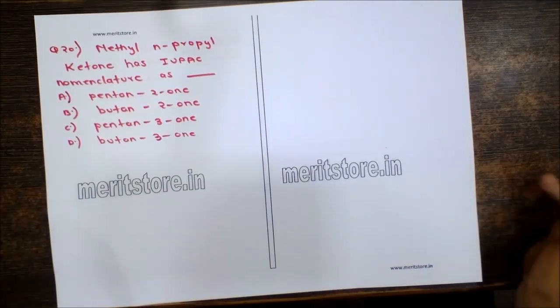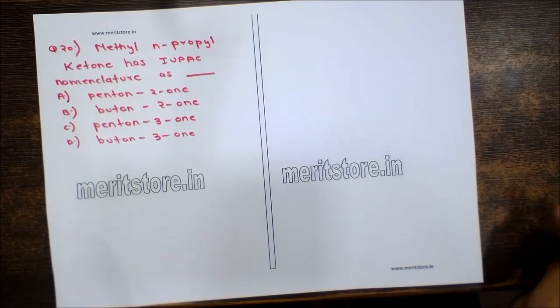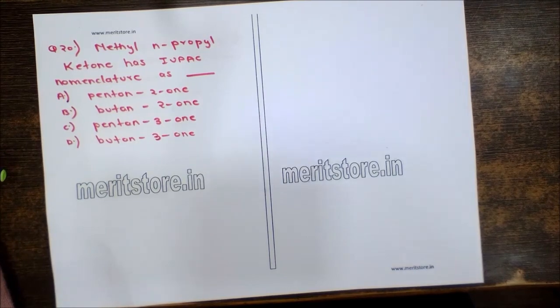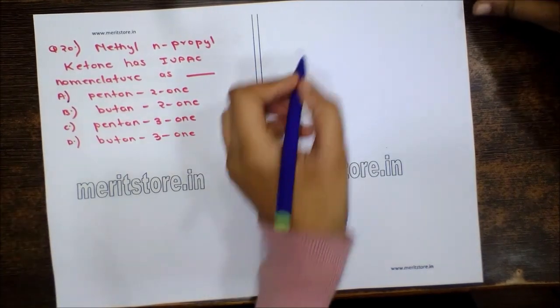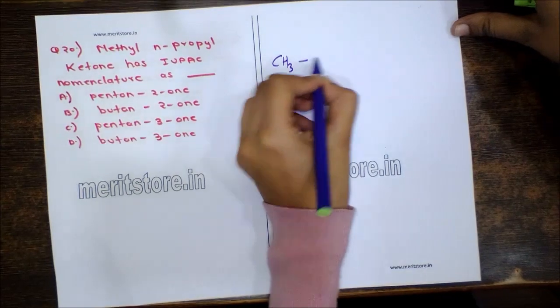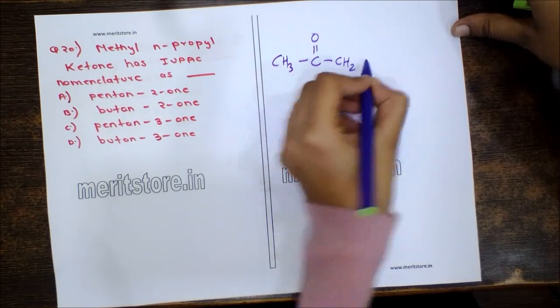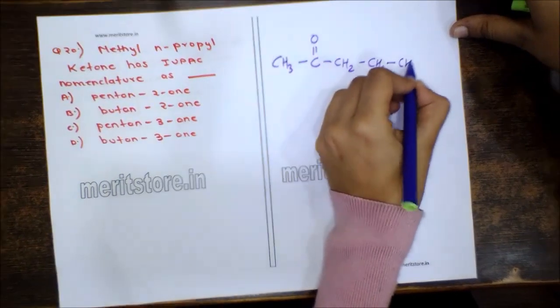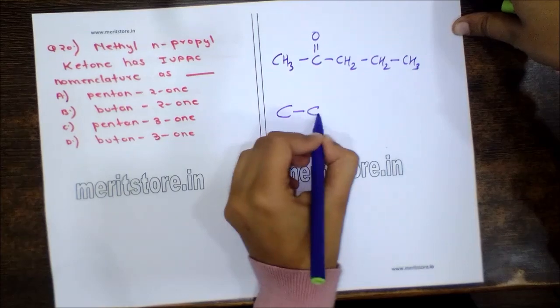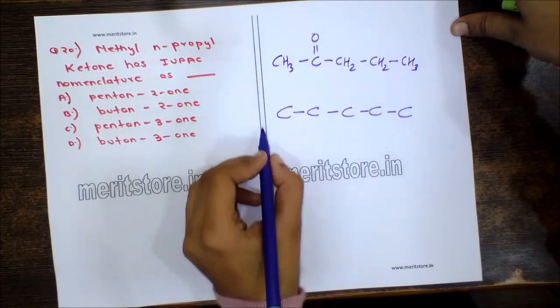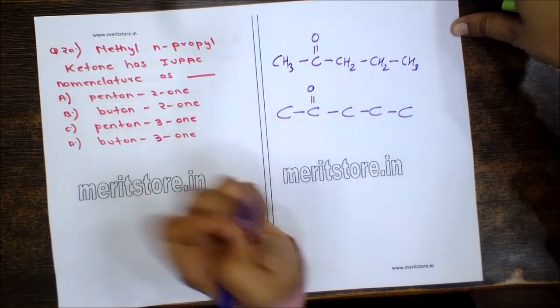Question 20. Methyl N-propyl ketone has IUPAC nomenclature as A. pentane 2-one, B. butane 2-one, C. pentane 3-one, D. butane 3-one. So first we will make the structure of methyl N-propyl ketone, which is asked in the question. So it is CH3, C double bond O, CH2, CH2, CH3. Drawing only the carbon chain, I'll get this. I've just eliminated the hydrogens and drawn only the carbon chain with this double bond O.